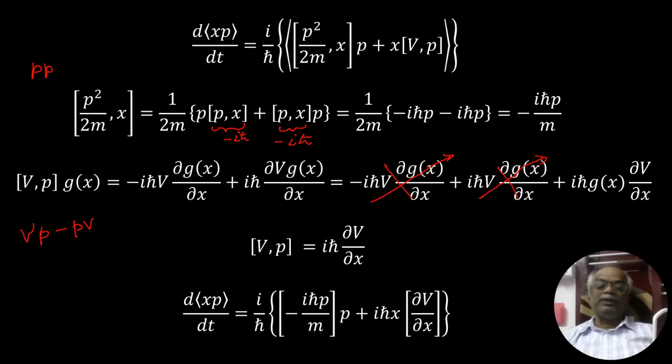Now you replace this p squared, commutation of p squared over 2m with x, which is equal to minus i h-cross p over m. So I have replaced this commutation relation. Minus i h-cross p over m. Remember that there is i over h-cross outside. Then similarly here you replace this commutation of V with p by this one. So already there is x outside. So you can take i h-cross ∂V/∂x.